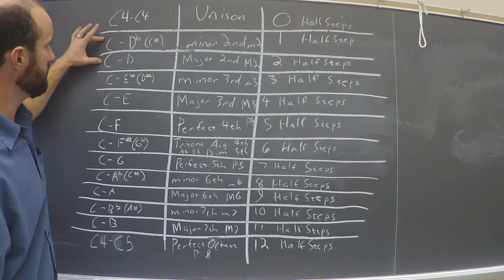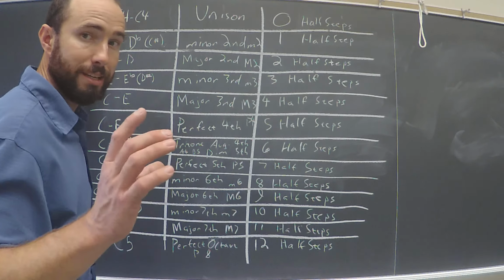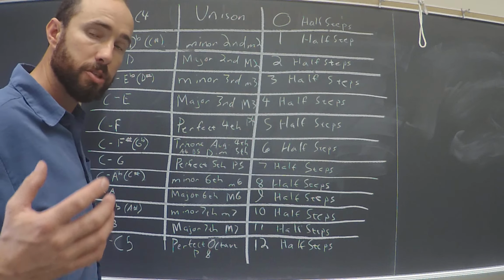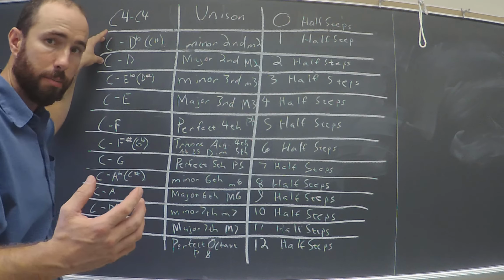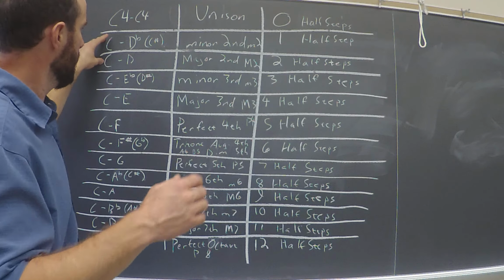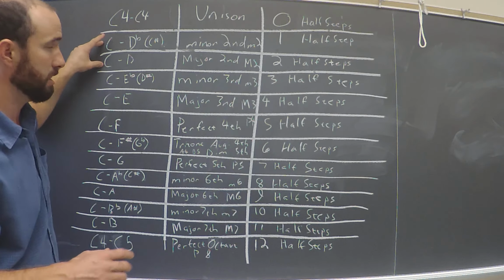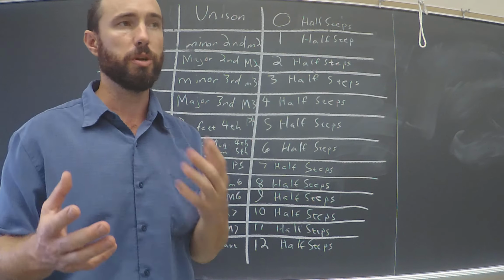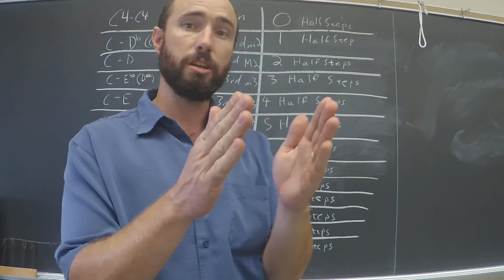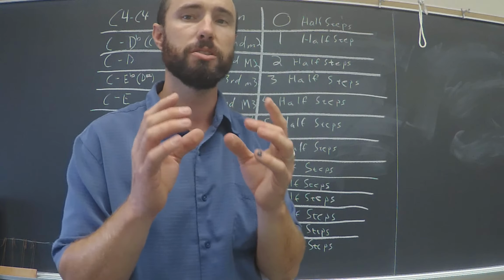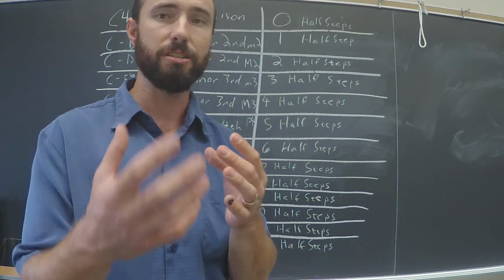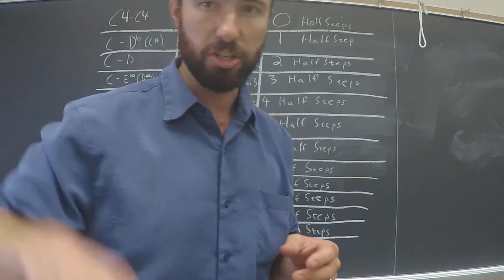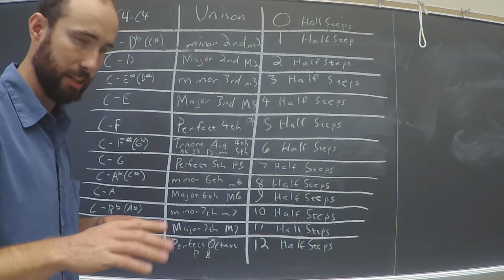Notice that C to D in any form is a second. So C to D flat is a second. It happens to be a minor second because it's just the 1 half step. But the C to D is a major second. It's 2 half steps, it's a major second. Another way to think about that is C to D is an interval you'd find in the major scale. You would not find C to D flat in the major scale, not normally. It's an extension and all those other kinds of things. We can get into that later.